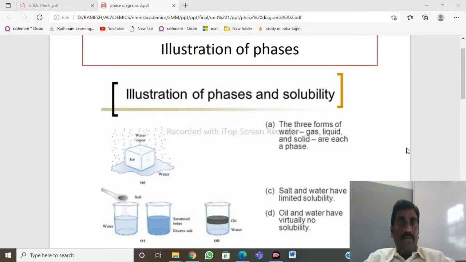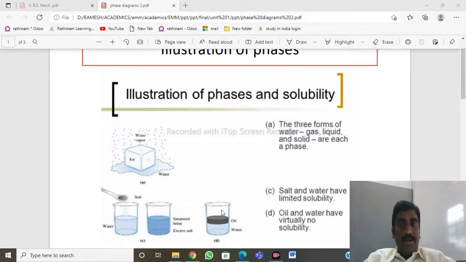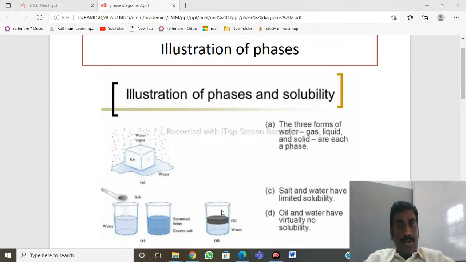So the next topic would be illustration of phases. We are considering one component diagram. In this we are taking an example of water. If we cool down that water, then we get a solid state, ice. If we maintain it at room temperature, then we get a liquid state. If we heat it to a temperature above 100 degrees centigrade, then we get a gaseous state. So three phases can be obtained with the help of this element.